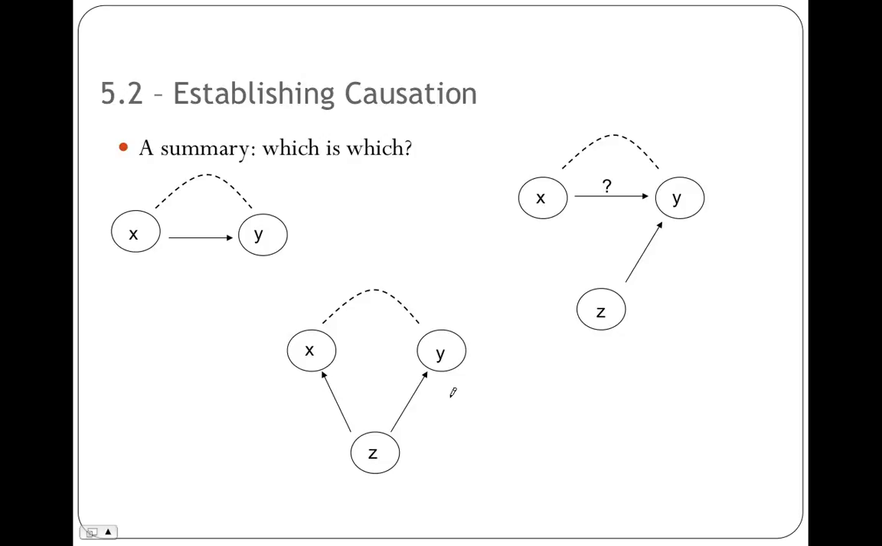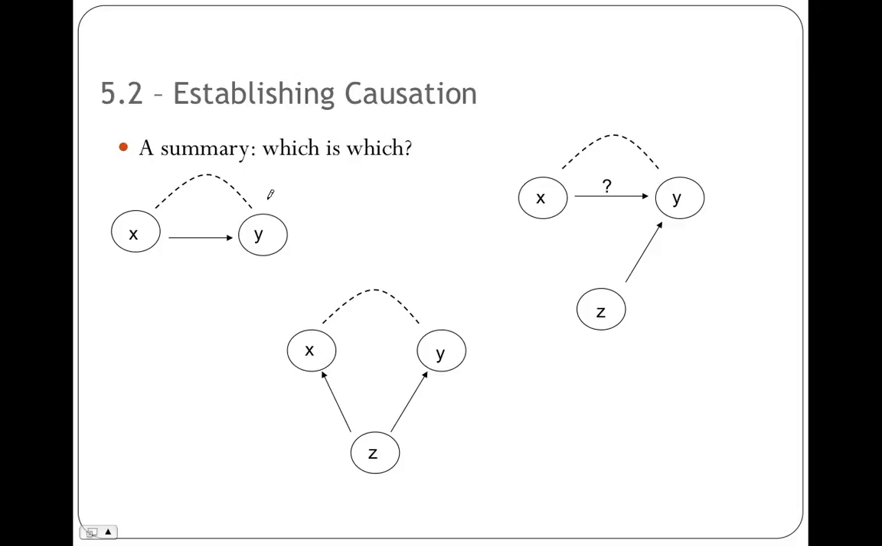So I want you to look at these 3 diagrams and decide which of these is causation, which of these is common response, and which of these is confounding. And in each of these, the dotted line just means that there is an association between X and Y, and then the rest shows whether it's causation, common response, or confounding. So pause and figure it out.